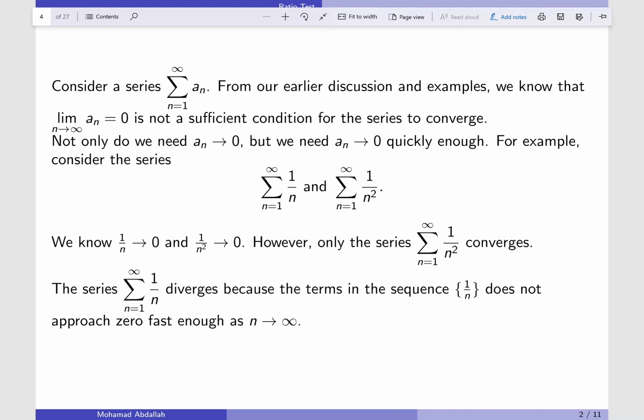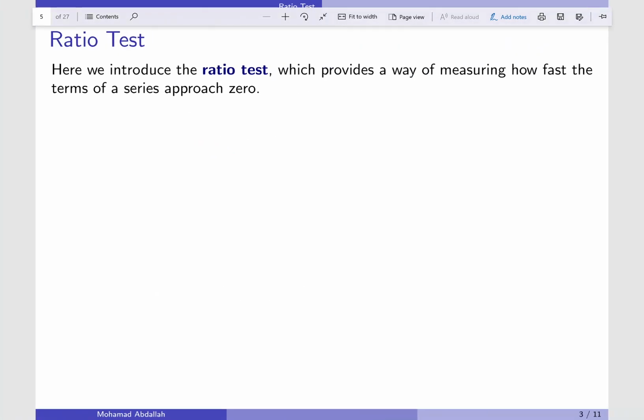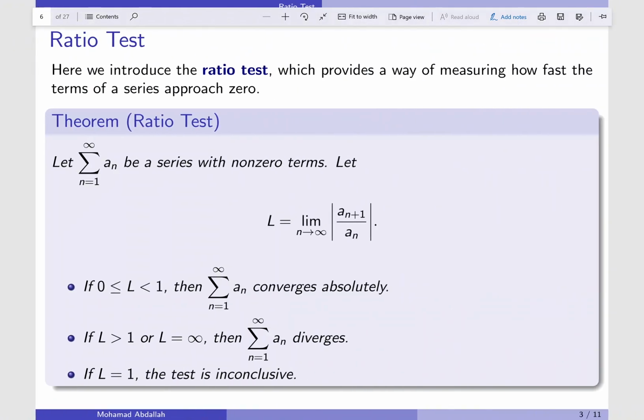So here's now the big question. Is it possible to know or to determine whether a_n approaches 0 quickly enough? Okay, what do you mean by this, quickly enough? Well, fortunately, yes. We do have two very good tests that will measure how fast a series approaches 0. The first test that we'll talk about is the ratio test, and it's given by the following theorem.